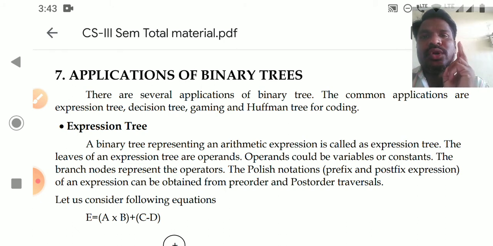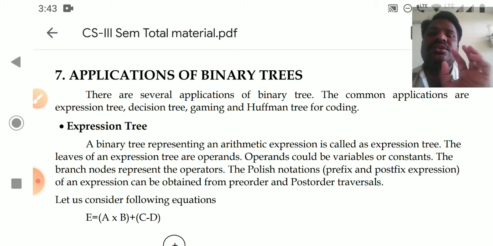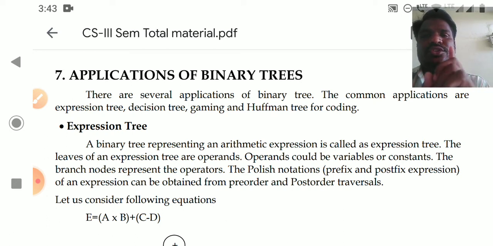Prati node ki only two children undali. That is called a binary tree. Only two or one or zero. 0, 1, 2 children unte, that is a binary tree. So ee concept manam ekkada use cheyustu, those are called applications.